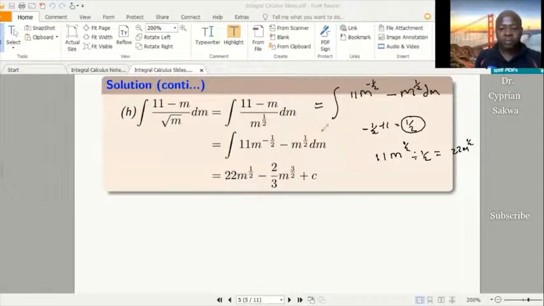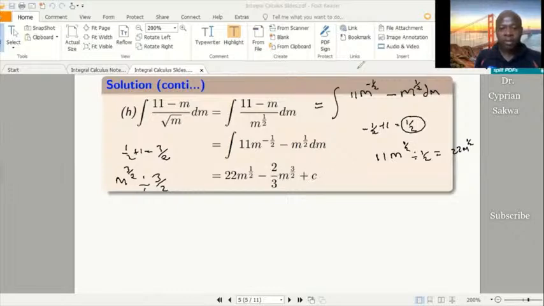That's what I have. And this other one, again, raise this power by 1. So it's a half plus 1. That gives you 3 out of 2. So the new power is 3 out of 2. And now when you divide the whole thing by 3 out of 2, it's the same as multiplying by 2 out of 3. That's what we have here. Then you add a constant of integration.